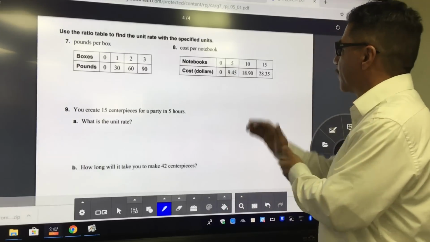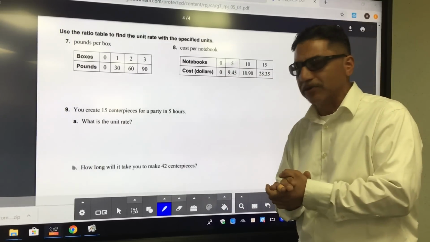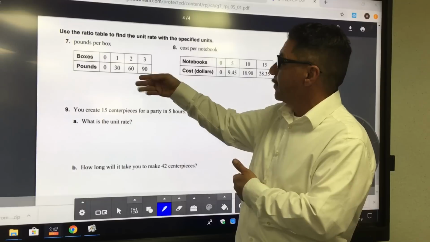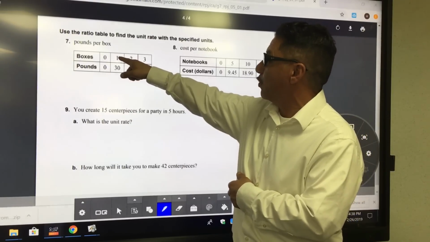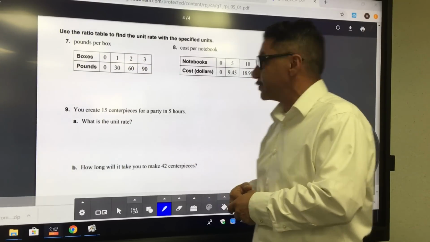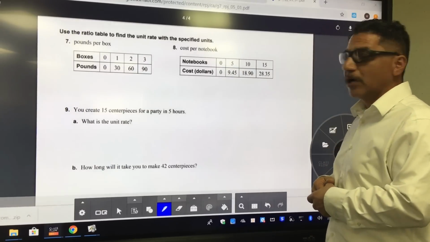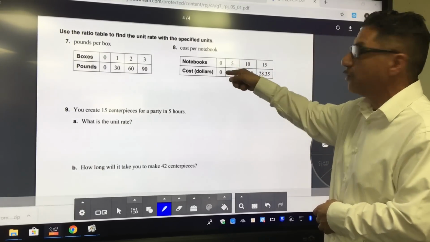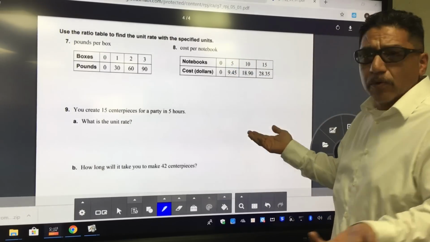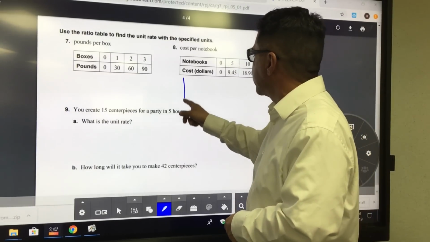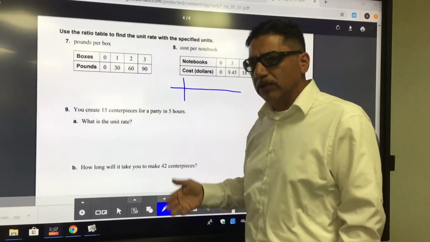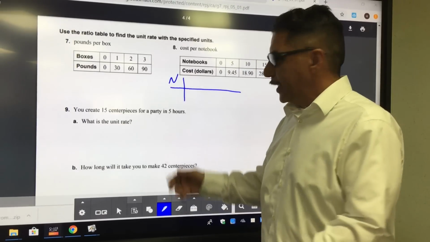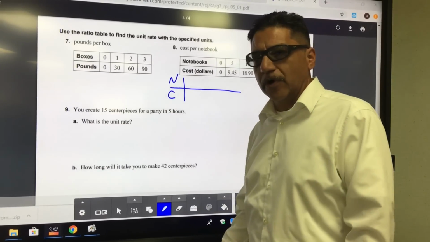All right, guys, so now let's work on number 8, which is a little bit more difficult than number 7. Number 7 was so easy because we were able to identify the unit rate right there. So we knew that 1 box contained 30 pounds. In this case, though, we don't know how much each notebook costs because we see that it's an increment of 5, but we're missing the unit rate. So what we have to do is create our own box and see if we can figure out what the unit rate is. In our box, we're going to use N for notebook, and on the bottom, we're going to use C for cost.